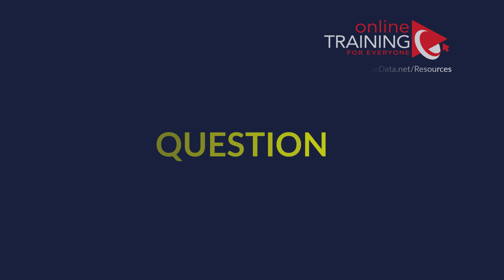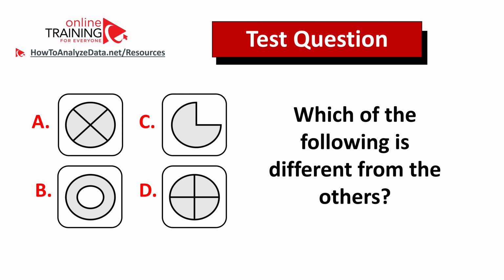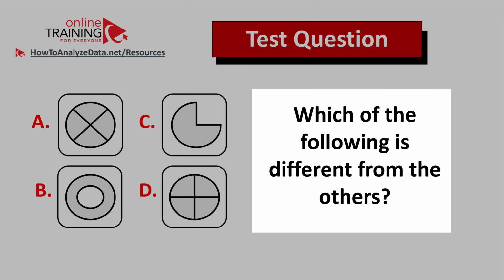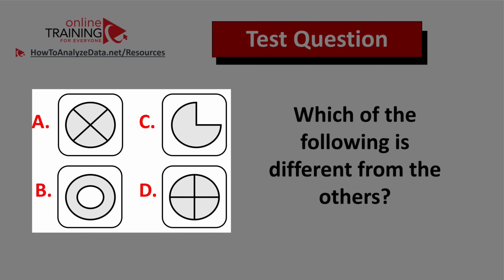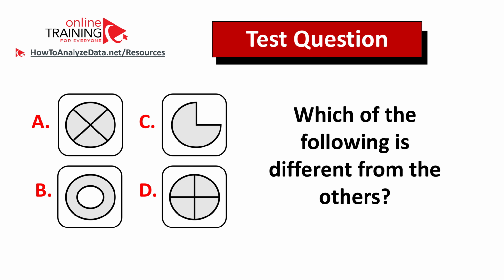Here's the tricky question from the real test. At first, the answer seems obvious, but it may not be what you think. Which of the following is different from the others? And you're presented with 4 different choices, A, B, C, and D. Try to see if you can come up with the answer on your own. We'll reveal the solution in a second. Maybe give yourself 10 to 15 seconds, pause this video, and see if you can come up with the answer.